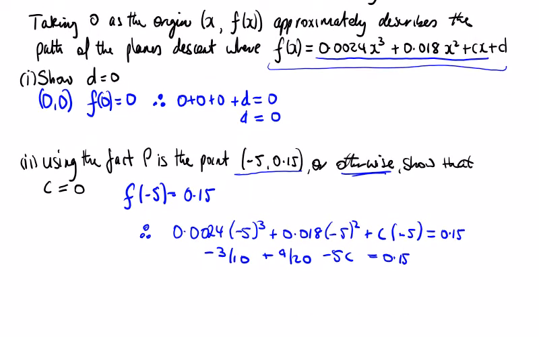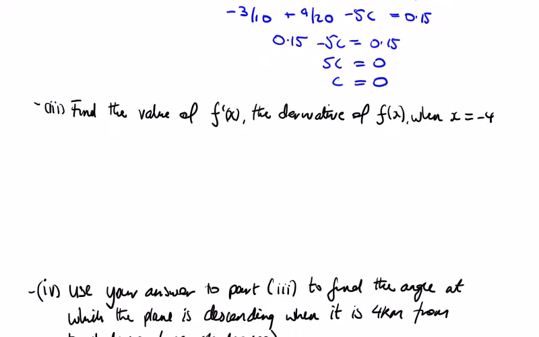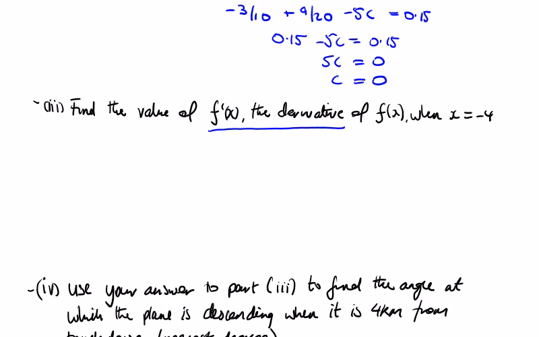So we're going to get 0.3, 0.45, so that's actually 0.15 on the left, minus 5c equals 0.15. So 5c is equal to 0, so c is equal to 0. So that's part 2 done. Part 3, of course, we're going to be asked for the derivative at some point in these questions when x is equal to minus 4.